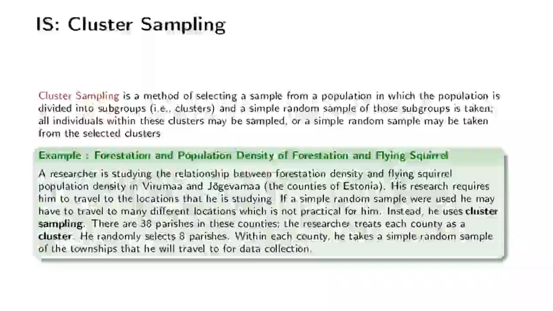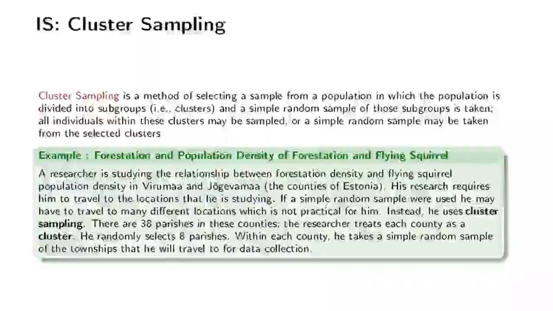There are 38 parishes in these counties. The researcher treats each county as a cluster. He randomly selects 8 parishes. Within each county, he takes a simple random sample of the townships that he will travel to for data collection.